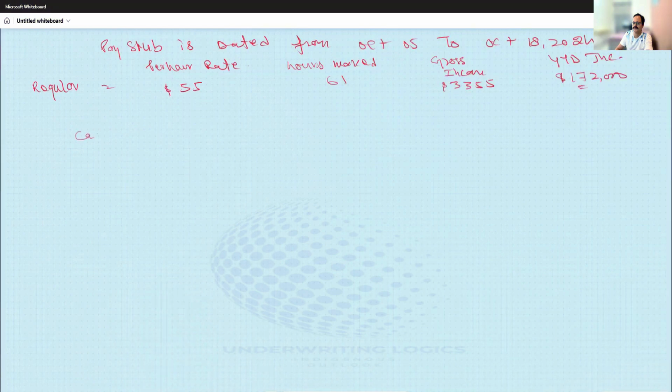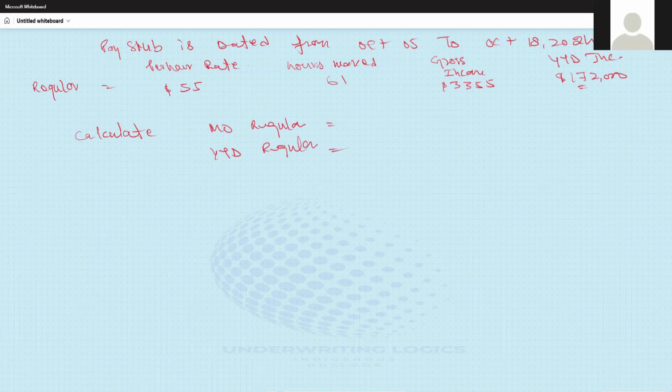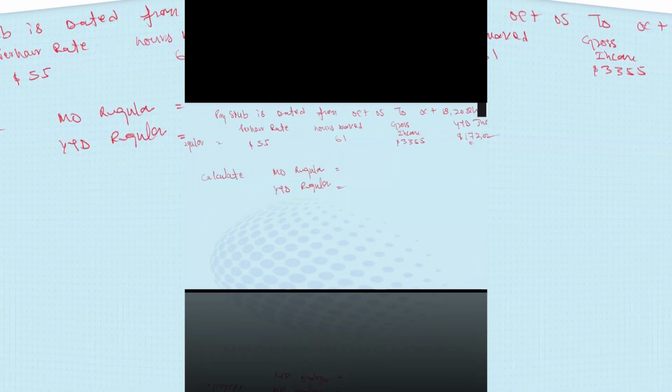Now calculate monthly regular and YTD regular. Everyone needs to calculate this income. If you will not be able to calculate income from the pay stub, you won't be able to calculate income from any other document. This is the basic. You need not only to calculate, but also to understand how to calculate and which income needs to be considered for the loan. Let me know whoever will be able to calculate.